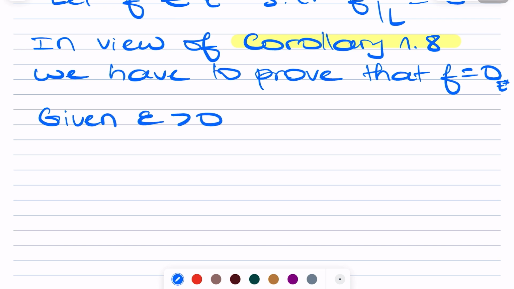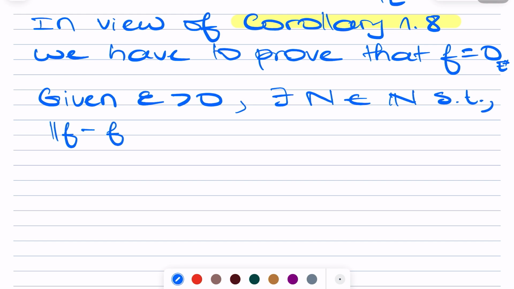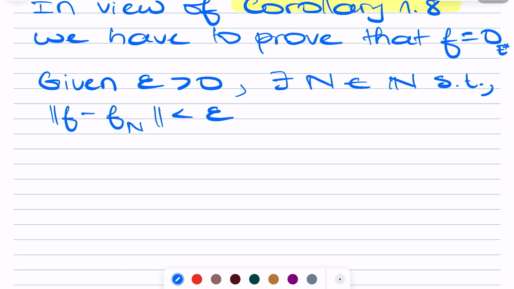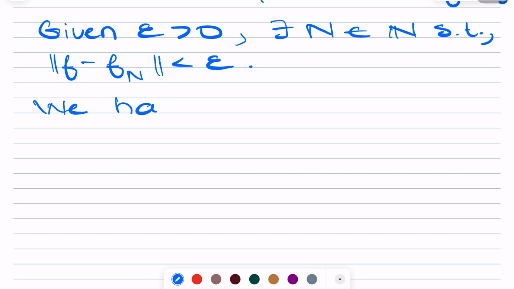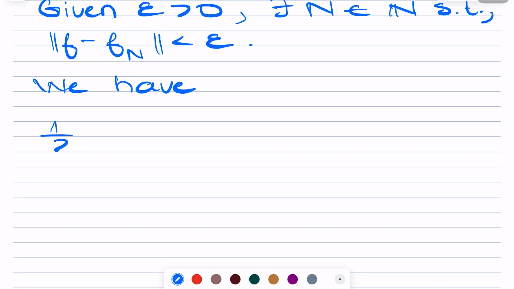Okay, good. So given epsilon positive, because remember the dual space is separable, there exists a rank N in N such that the norm of f minus f_N is strictly less than epsilon. This is just by separability, f_n being a countable dense subset of the dual space. So we have 1 over 2 of the norm of f_N is less or equal than, we saw that it was less or equal than f_N of x_N.